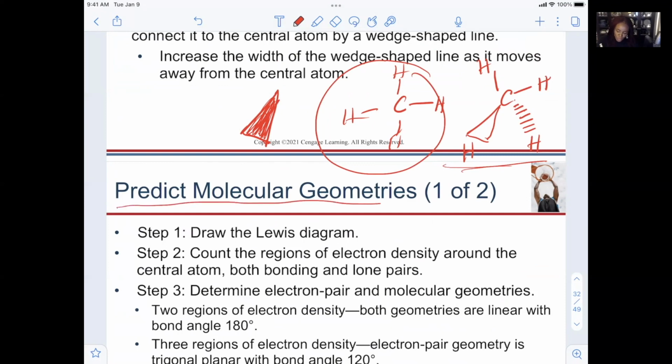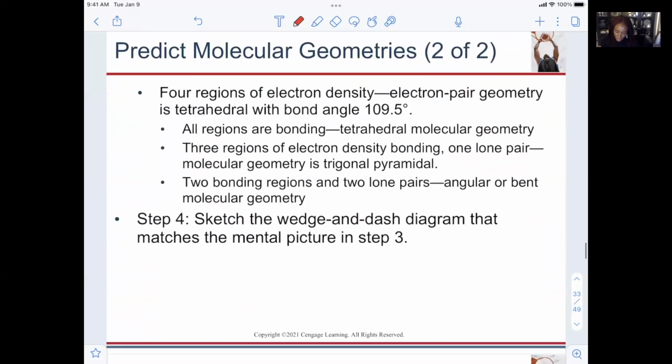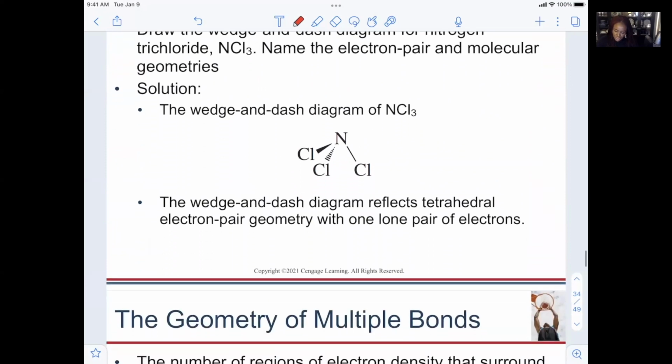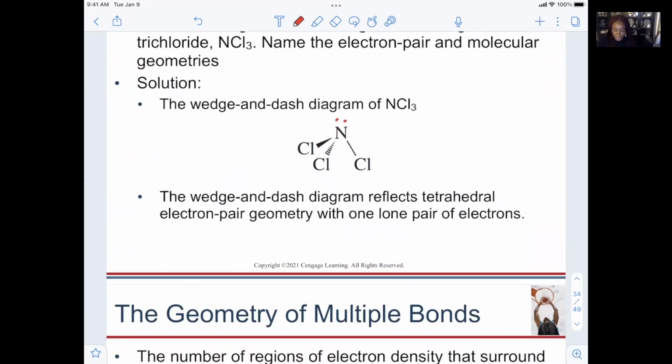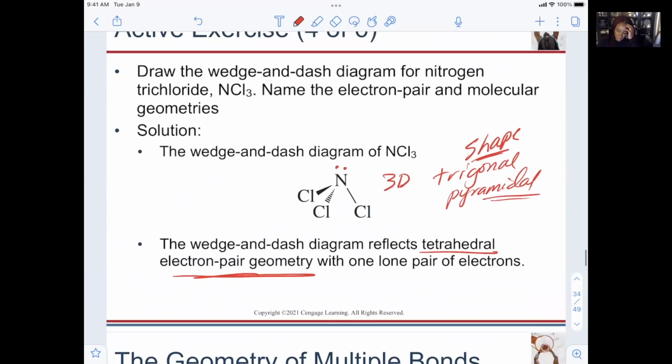So here are the rules of predicting the molecular geometry. I've gone through all the stuff. Feel free to read this at your own time. I talked about wedge and dash. This is showing you trigonal pyramidal because the central nitrogen is raised from the rest of them, and it's showing you the 3D geometry. This is trigonal pyramidal, okay? It does reflect the tetrahedral electron pair geometry, but this right here is the shape, okay?